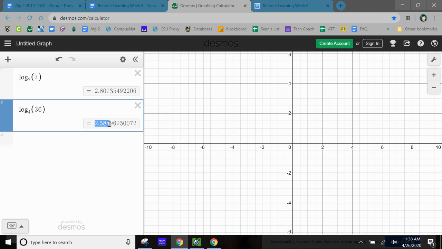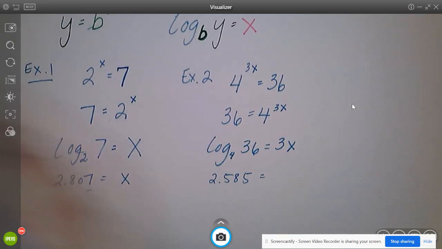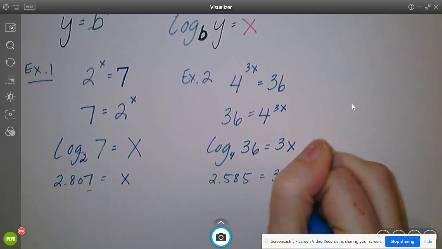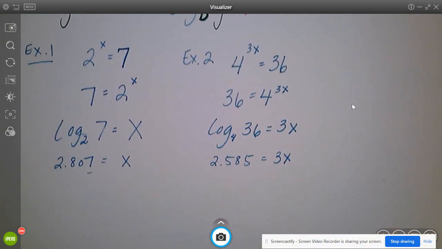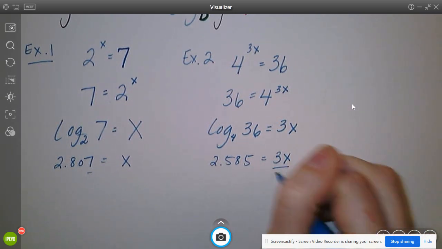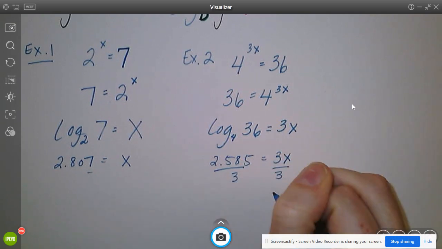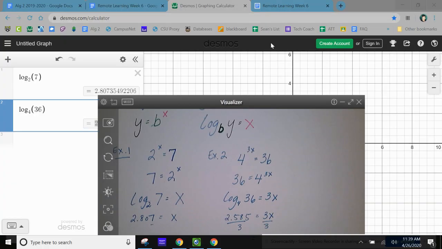So when I simplify it, it's actually 2.585. Now, if you recall, I didn't just have an x by itself. I had a 3x. So I haven't solved for x yet. This one takes one more step. Just like you normally would, try to get rid of this x. I'm just going to divide both sides by 3. And again, I'm not doing that in my head, so I'm going to go back to Desmos.